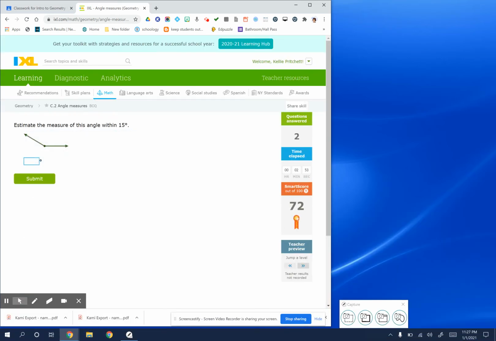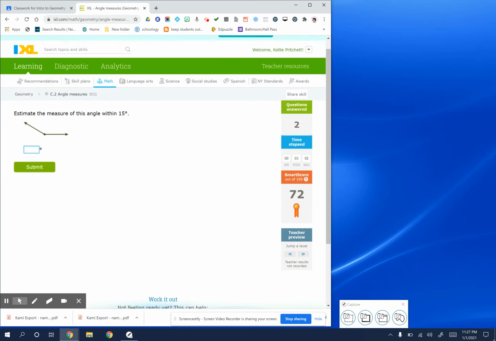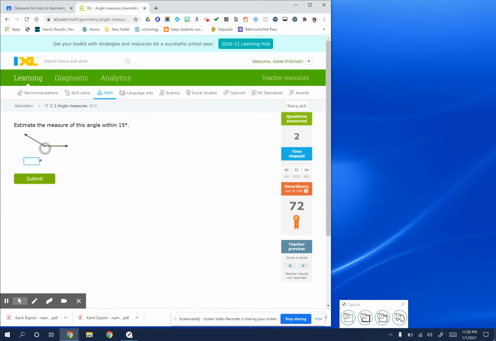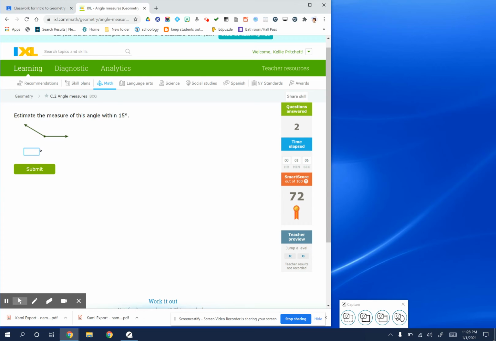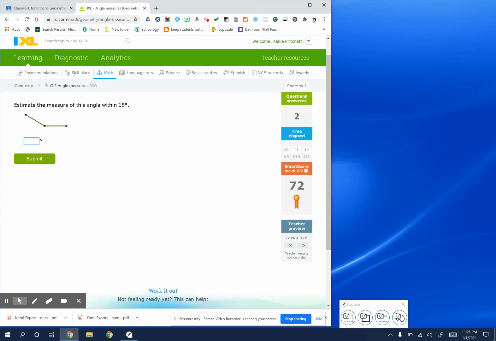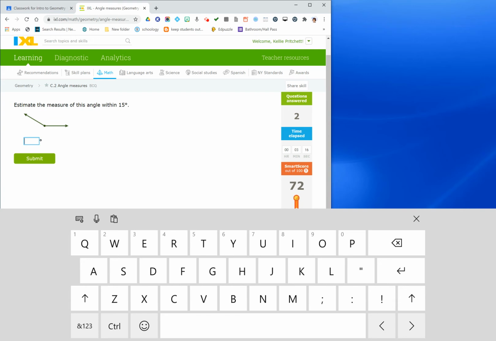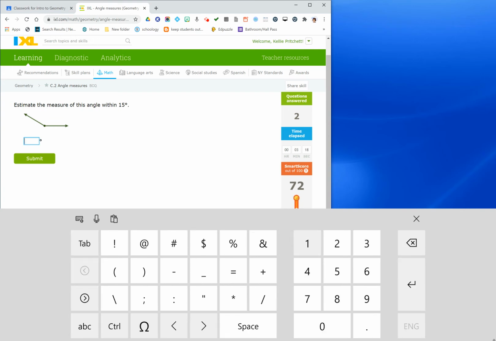All right, next level, this is an estimate. So you would have to estimate what that is. So here's how I estimate. I would say, okay, well, if I went straight up from that vertex, that would be 90 degrees. So I know it's over 90. And it looks like, well, 45 extra degrees on there. So I might say 135. Let's see how close I am. 135.